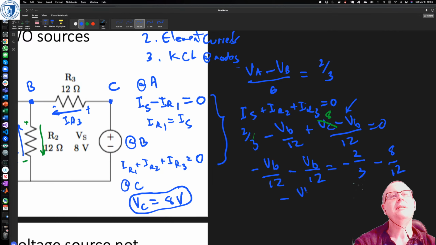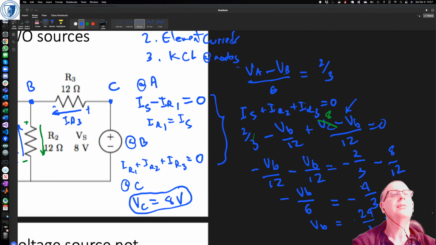Okay, so that's minus VB on 6, right? 2/12 of VB, and that equals 2/3, and that's 2/3, so it's minus 4 on 3. Multiply both sides by minus 6, right? So it's 24 on 3, which is 8 volts.